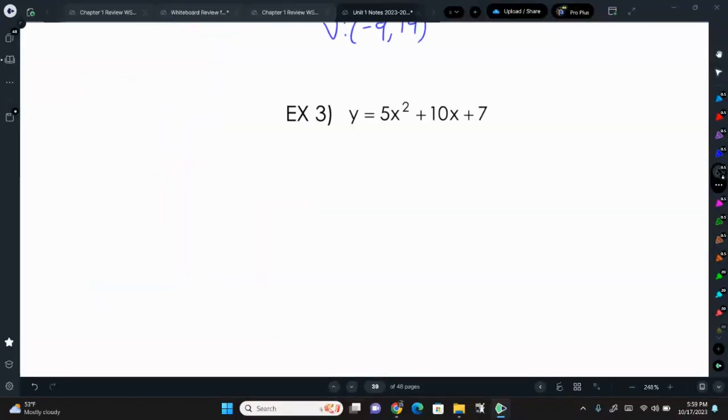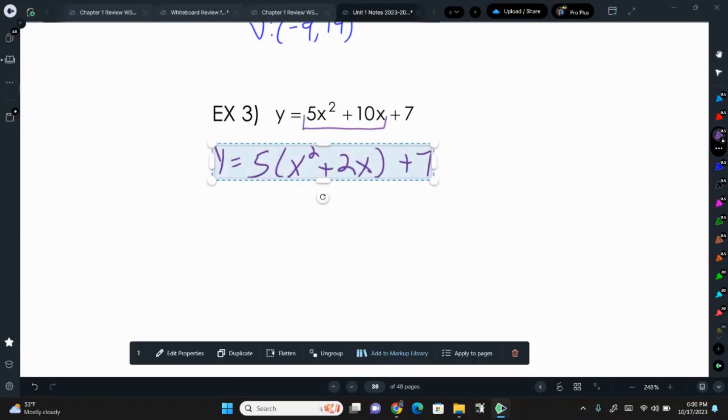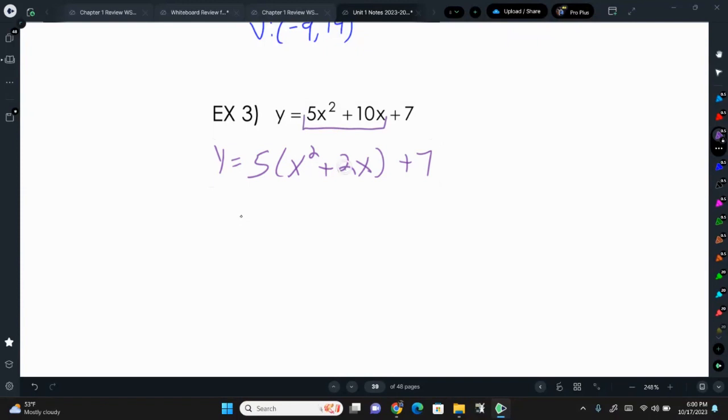So example 3 here looks different because our a value isn't 1. So what we're going to do with this is we're going to group these together and we're going to factor out the 5 from just those two things. Like, we put those in parentheses and we leave that 7 alone. Well, now when we complete the square, what we're going to have to do is account for that 5.